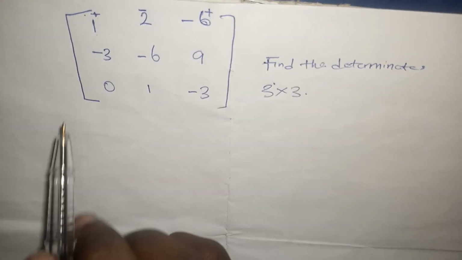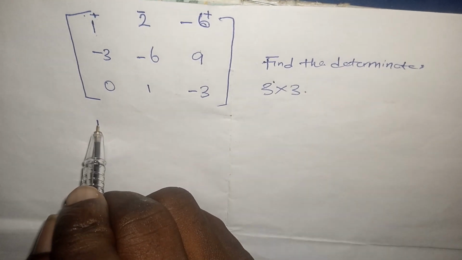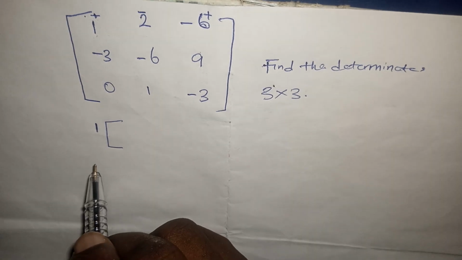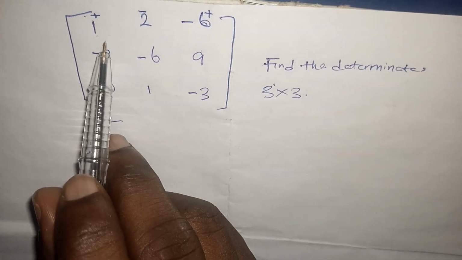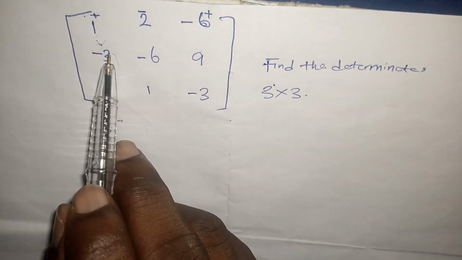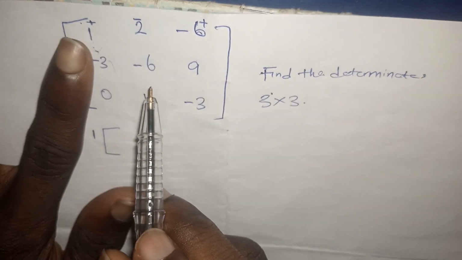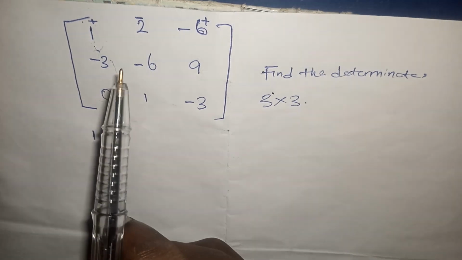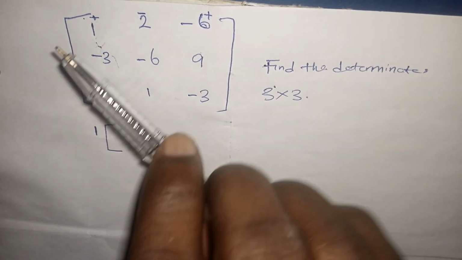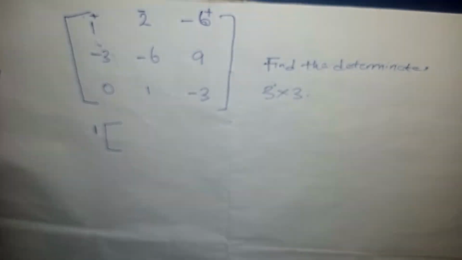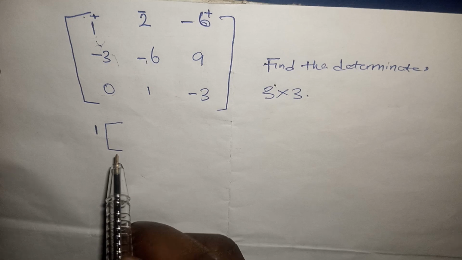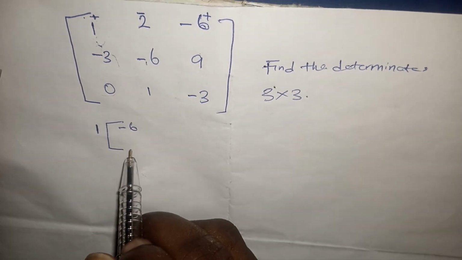is to pick this first value. So we are going to say 1 times, and we are going to create a smaller array. Looking at this first column, we are going to forget everything about it, we are going to close this first column. Assume we close this first column, then we are going to close this first row. So if we close it, we are now having a negative 6. So we can put our negative 6, then put 1.